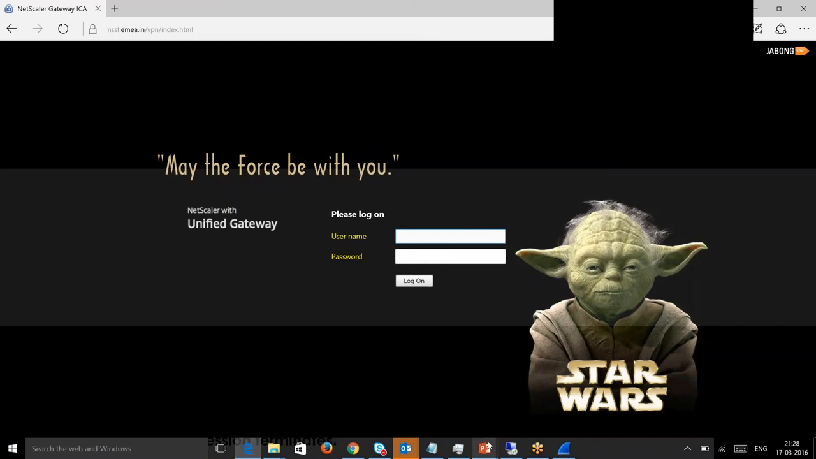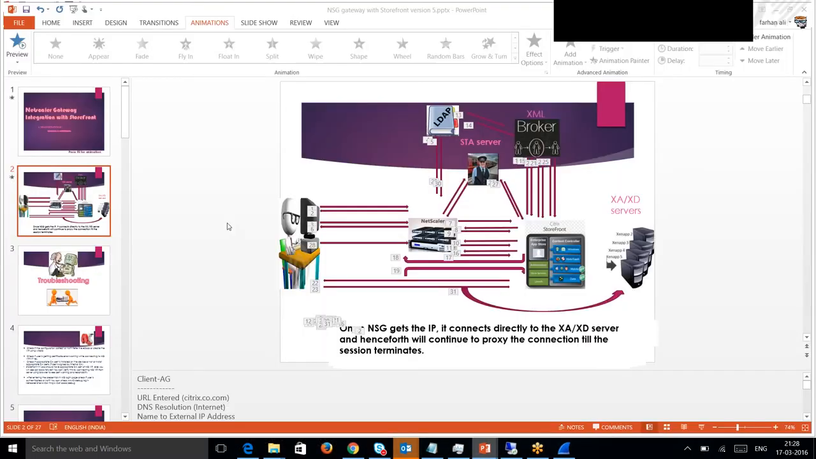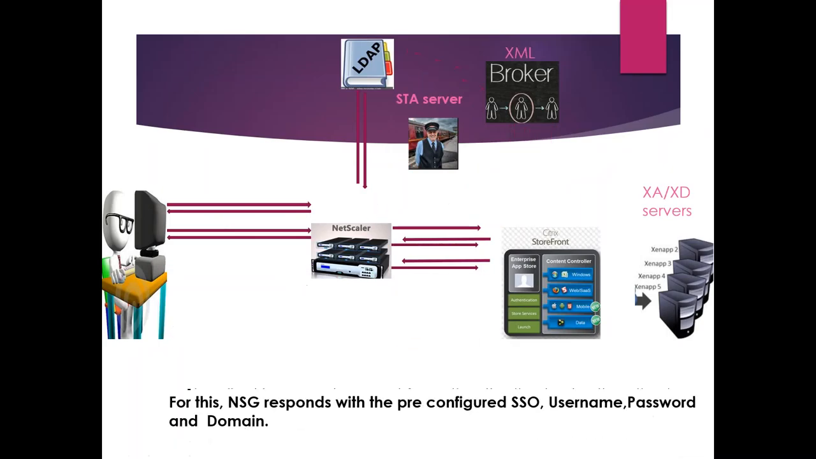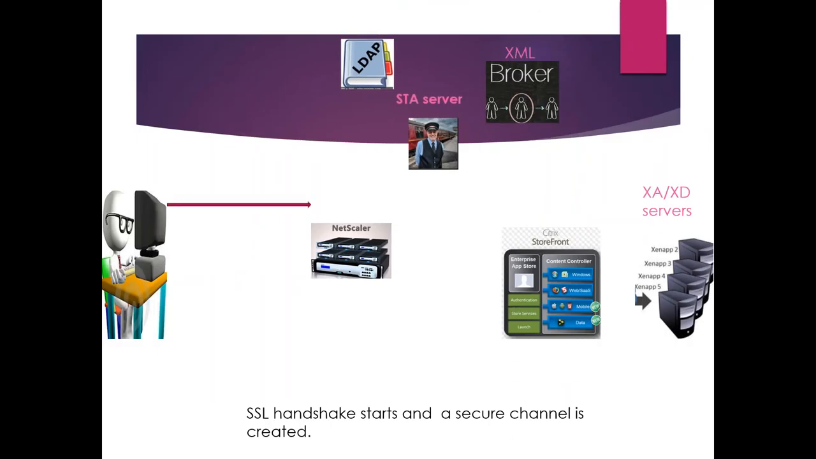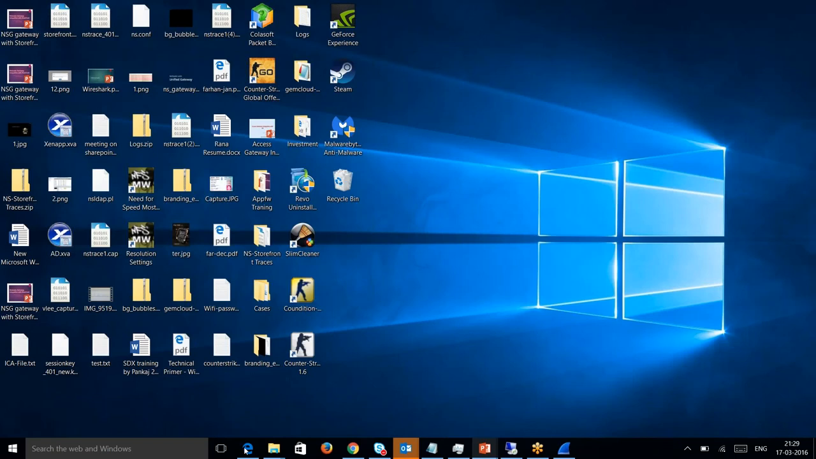Now till here, the page you are noticing, if I go via the slide again, till here this is the user. I just connected to Netscaler, and till now Netscaler doesn't know who I am, so it needs to validate whether I am a correct user or not. So till here this is the part what is done. And that's what we are noticing.